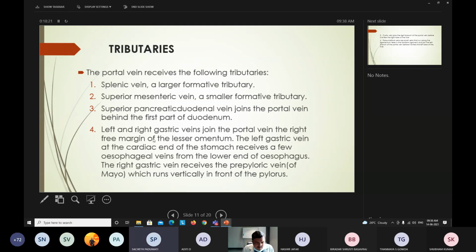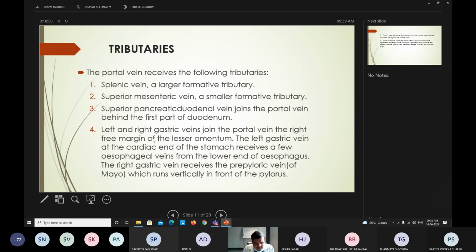Superior and inferior pancreaticoduodenal artery are branches of the common hepatic artery. Along with the superior pancreaticoduodenal artery, there is a vein which drains the venous blood from the pancreas. That is the superior pancreaticoduodenal vein. It joins the portal vein behind the first part of the duodenum. So that is also one of the tributaries.